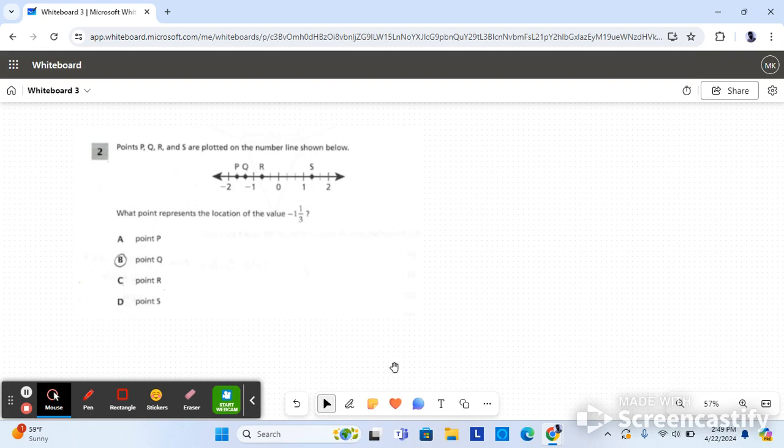Okay, so question 2 says points P, Q, R, and S are plotted on the number line shown below. What point represents the location of the value -1 and 1/3? So since it's a negative number, you have to go to the left of 0, and this is -1. It's even more to the left, and between -1 and -2, there are 1, 2, 3 dashes, so each dash represents 1/3. So this would be -1 and 1/3, meaning Q represents -1 and 1/3. So the answer is B. Let's move on to the next problem.